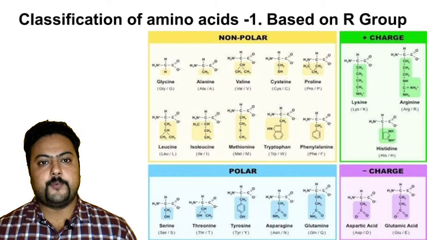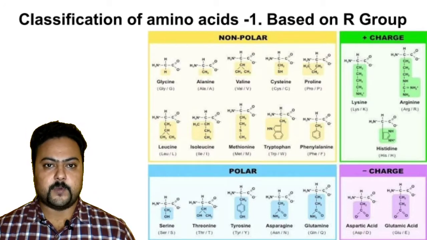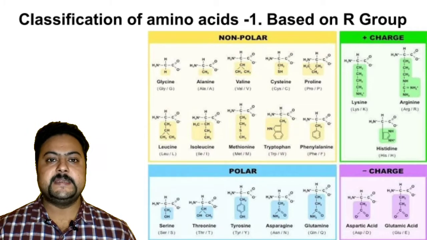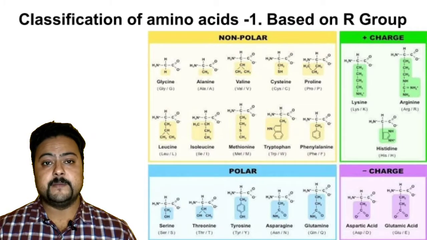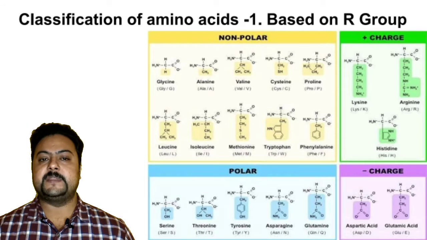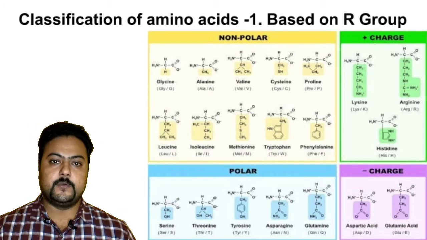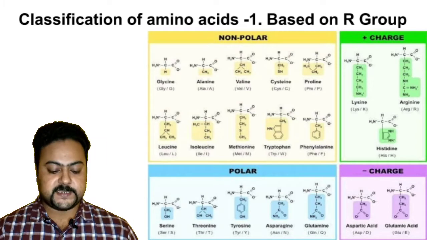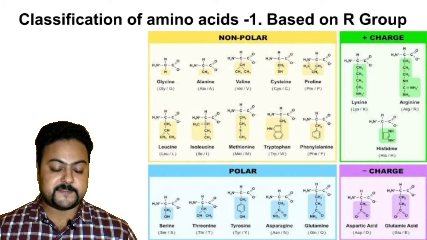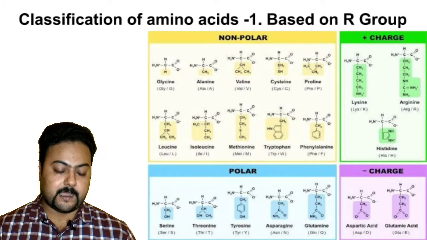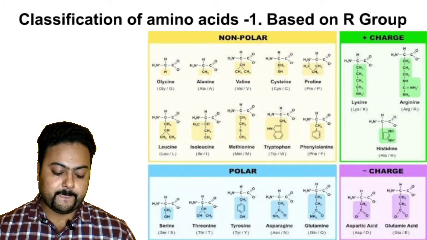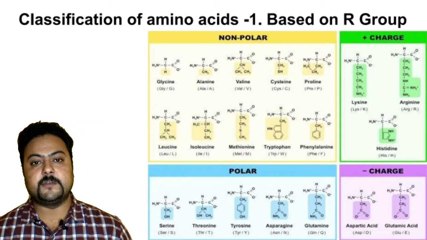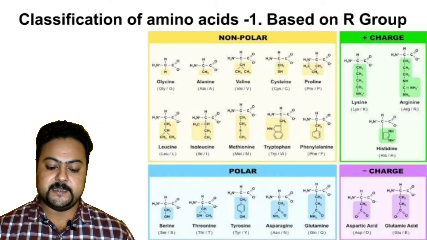So what are the polar amino acids? What are the polar R groups? Polar means that they are water loving, they are hydrophilic, and whenever they are in solution, they tend to be close to water. So what are the different R groups which have this polar behavior? We have serine, represented by SER or simply S. We have threonine, tyrosine, asparagine, and glutamine. Tyrosine is also an aromatic amino acid.